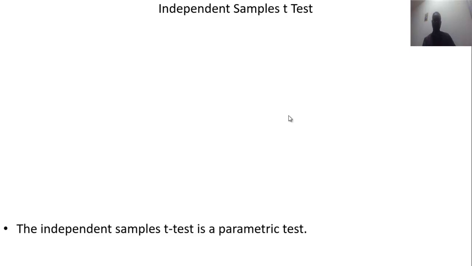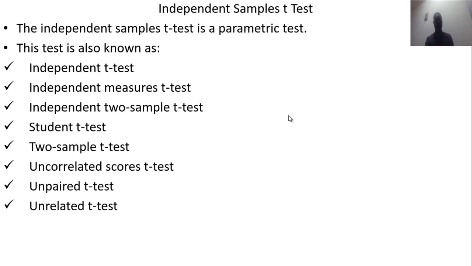Independent sample t-test is a test that we use to compare the means of groups, and it is a parametric test. Basically there are two types of tests: one is the parametric test, while the other is the non-parametric test. And independent sample t-test is a parametric test.